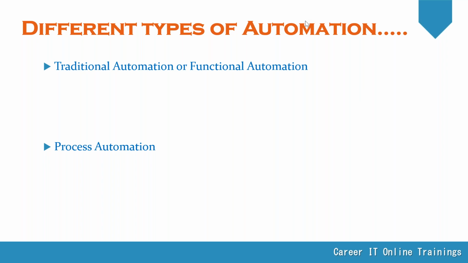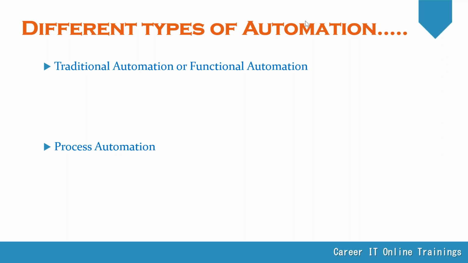So this is normal traditional automation. Whenever we automate traditional test cases, whenever we automate the functionality of an application to make sure that the functionality of the application is working fine, these are called traditional automations. So this is functional automation, traditional automation.